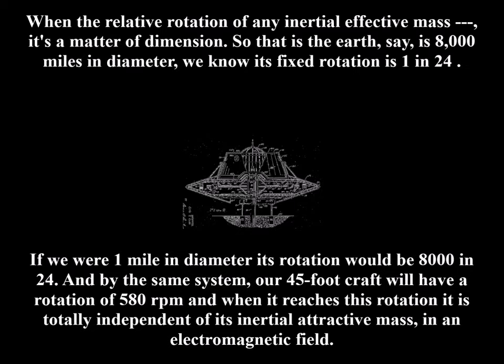When the relative rotation of any inertial attractive mass is a matter of dimension, so that the Earth, if we say that it is 8,000 miles in diameter, we know its fixed rotation is 1 in 24. If it were 1 mile in diameter, its rotation would be 8,000 in 24. And by the same system, our 45-foot craft will have a relative rotation of about 580 RPM. And in this, when it reaches this rotation, it is totally independent of its inertial attractive mass.